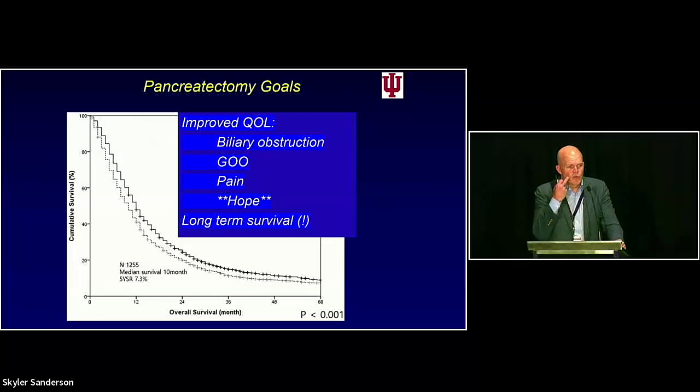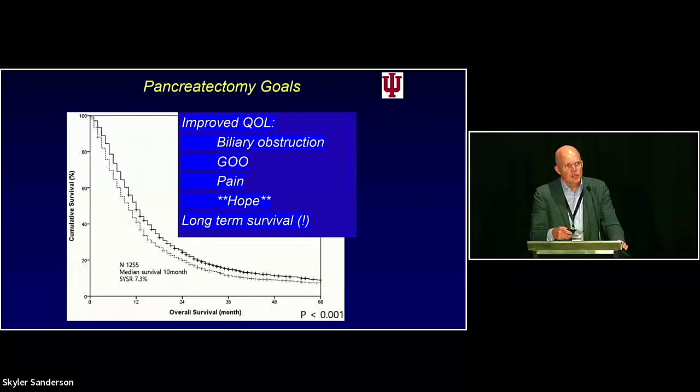Our goals with surgery, improving the quality of life. There is no better palliation of biliary obstruction, gastric outlet obstruction, and pain for a patient with pancreas head cancer than a pancreatoduodenectomy or Whipple operation. We cannot measure hope, but I will stand to tell you that this is incredibly important and improves patients' life and improves patients' quality of life.